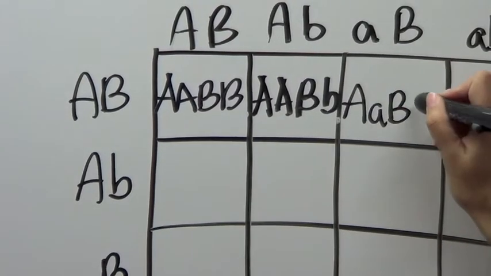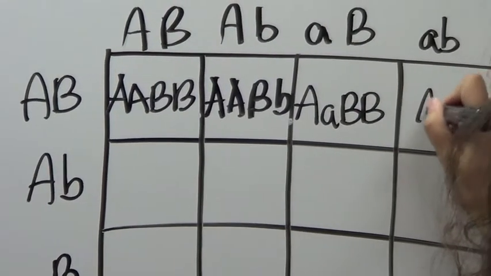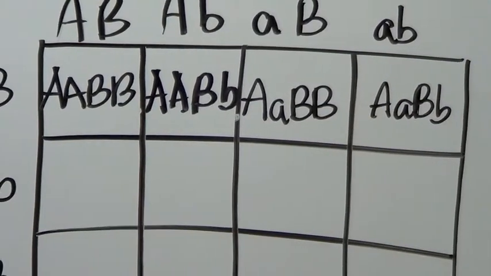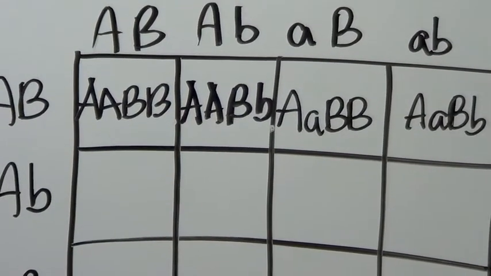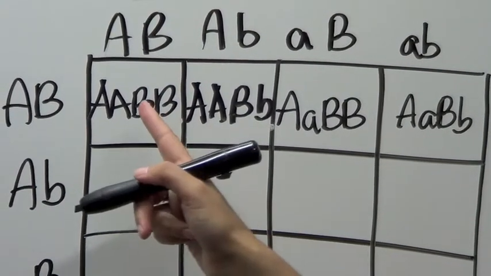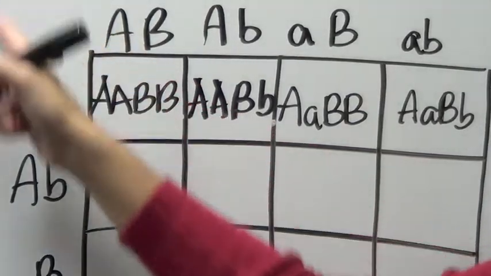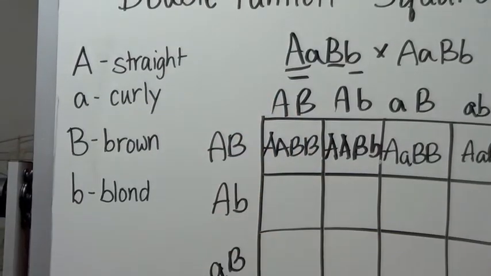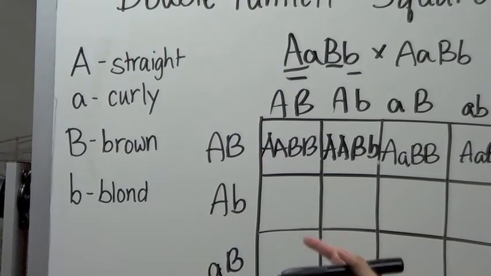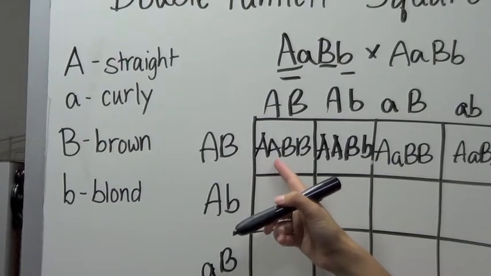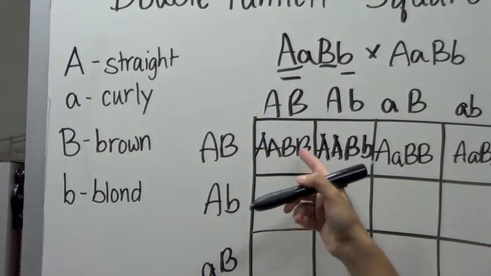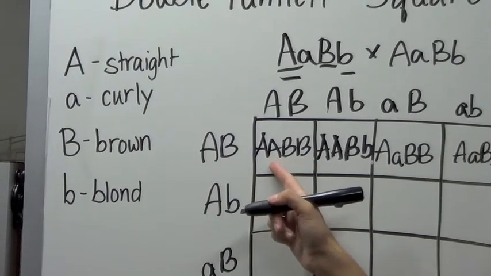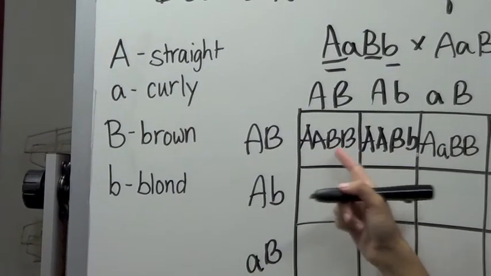It's going to take you a little bit of time, but eventually you will be able to fill it out and have all 16 boxes. Now the hard part is going to be when you have to count what you get. When you start to count, you want to have some kind of table over here that lets you keep track of what each phenotype is going to be. In this case, big A is going to be straight hair, and big B is going to be brown hair. So this is homozygous dominant for both traits, with straight brown hair.